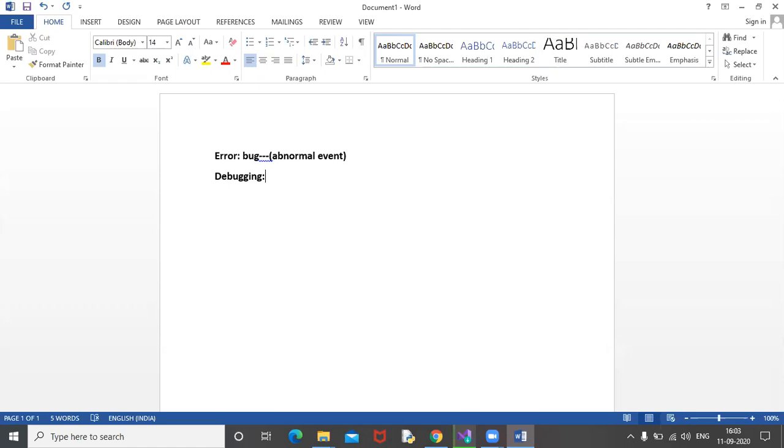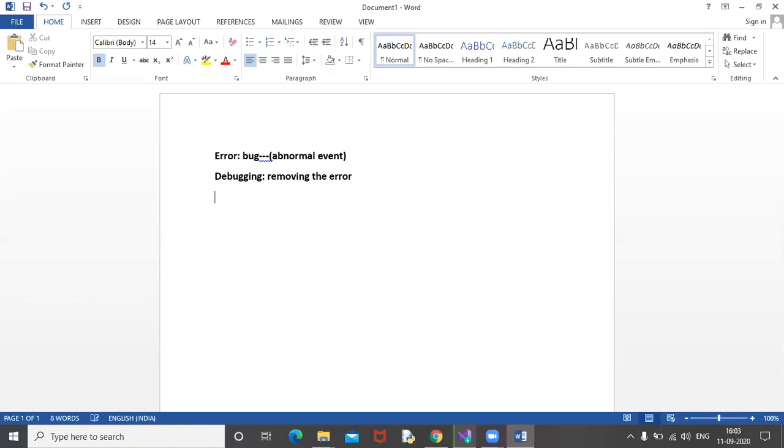Removing the errors is called debugging. Simply removing the errors. Bug is an error, and removing that is known as debugging. That's it. Very simple. And how many types of errors are there?